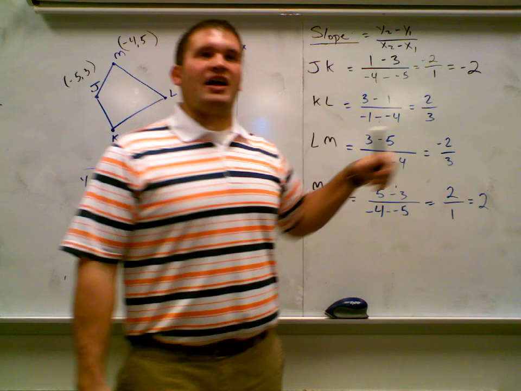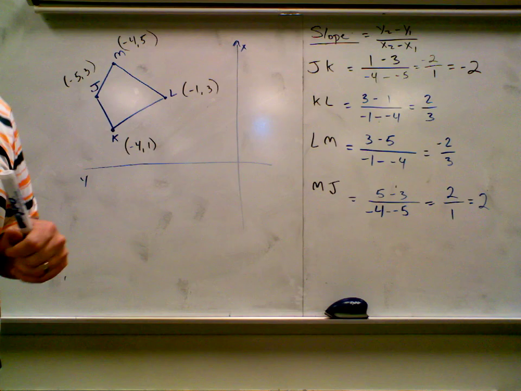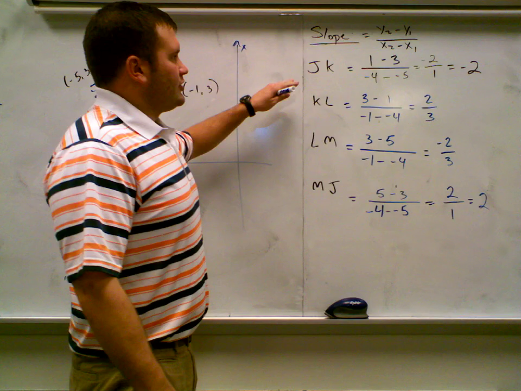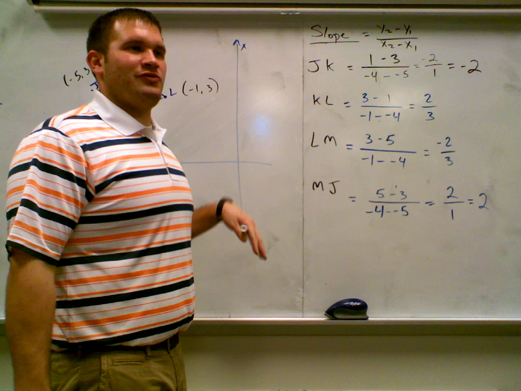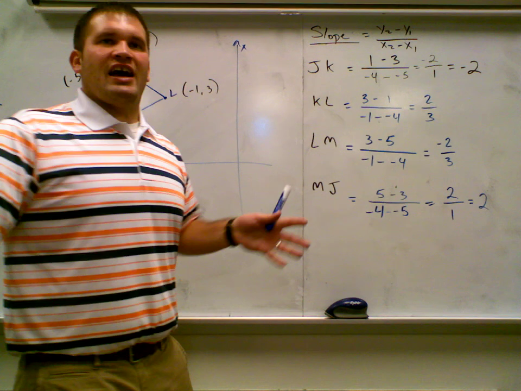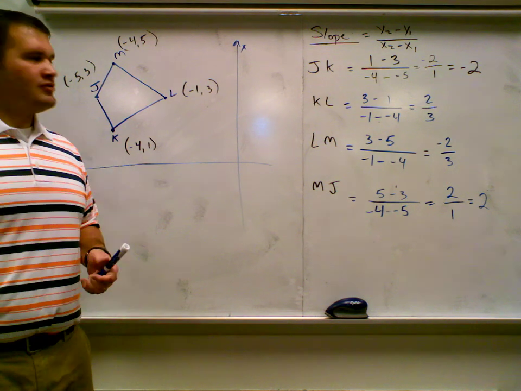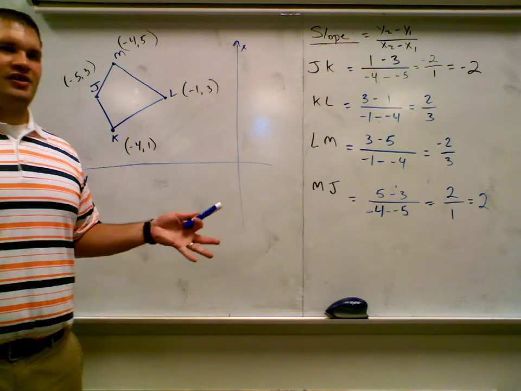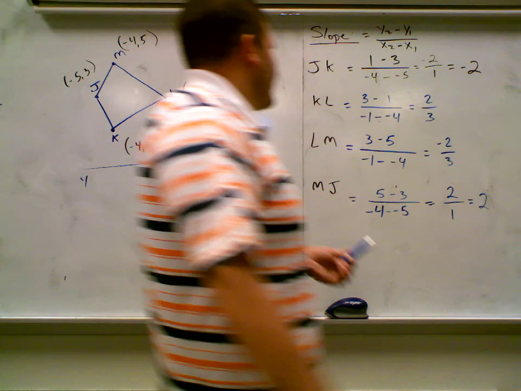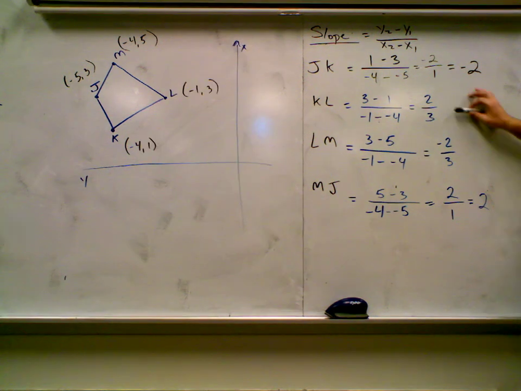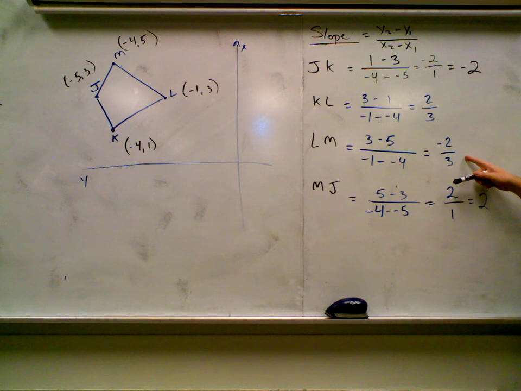They're close, but they're not, aren't they? One's positive, one's negative. JK and MJ, they're close, right? But one's positive, one's negative. Are any sides perpendicular? Which ones are perpendicular? KL and LM. These aren't perpendicular. They're negative, but did they flip? No, this had negative 3 halves, right? So they're not perpendicular. Okay? Does that make sense? Any questions? So there's no parallel and no perpendicular.